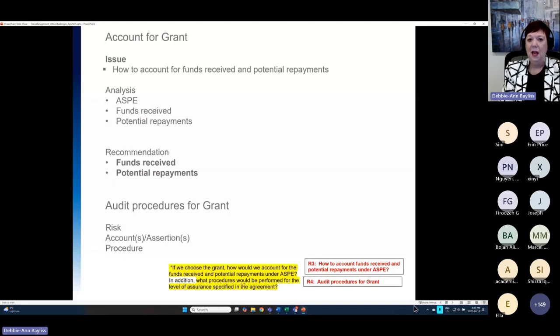Issue. I'm going to make sure too, all I've got is I know that we need to how to account. The issue is going to be how to account for funds received and potential repayments.